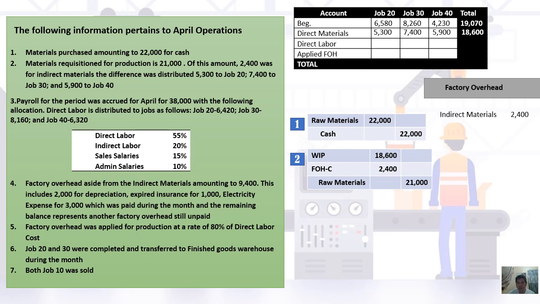Let's go to number 3, which is related to labor. It says that payroll for the period was accrued for April, and the amount is 38,000. We will record it as is: debit payroll, 38,000, then credit accrued payroll, 38,000. When we pay that payroll, we just debit accrued payroll, then credit cash.